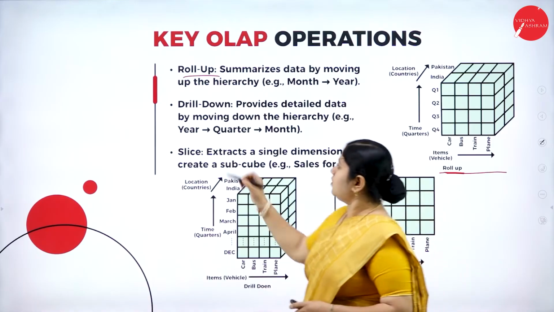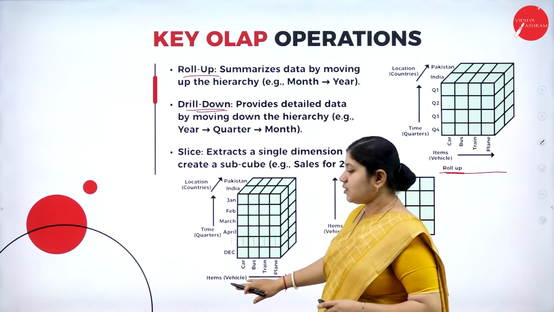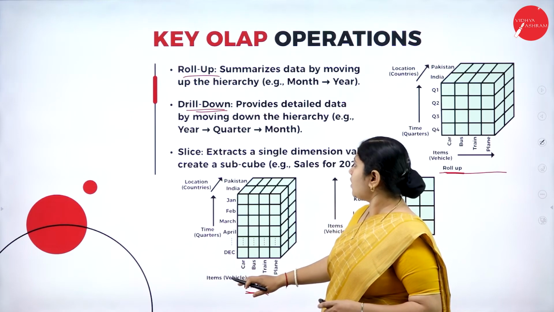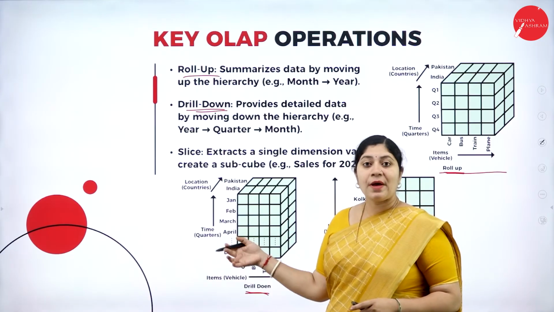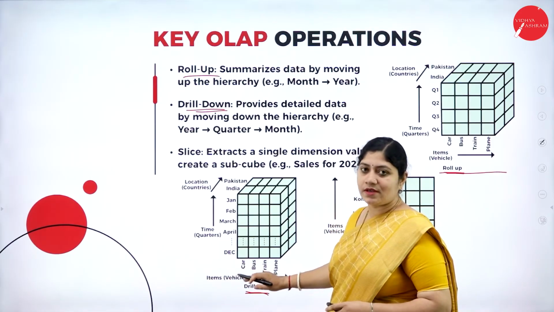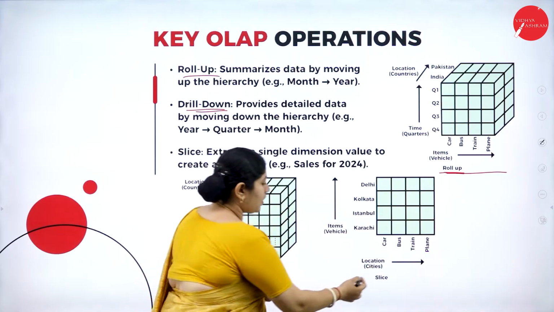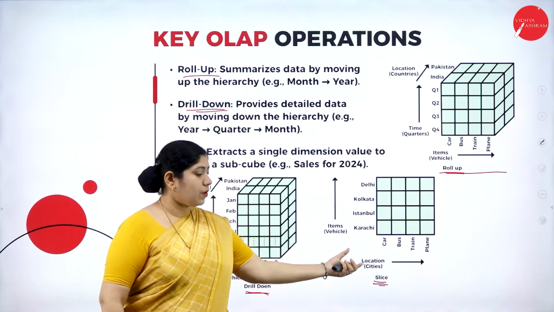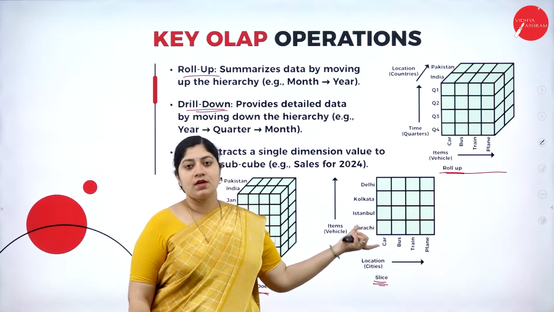The next type is drill down. Over here we can see this is a drill down operation, and here what happens is it provides complete, detailed data by moving down the hierarchy. Thus, it is called drill down. The next type is slice. This is a slice format where, as the name itself says, each block is extracted and taken forward to make a decision.